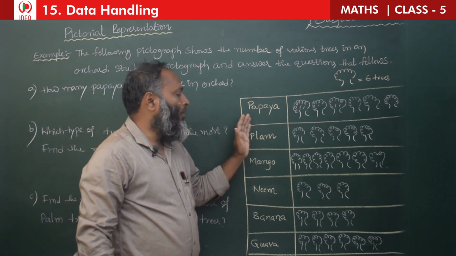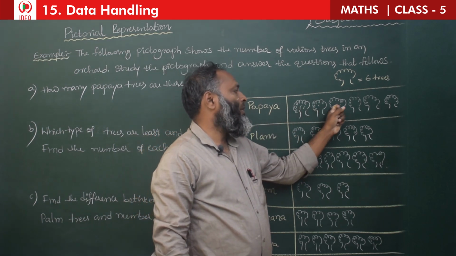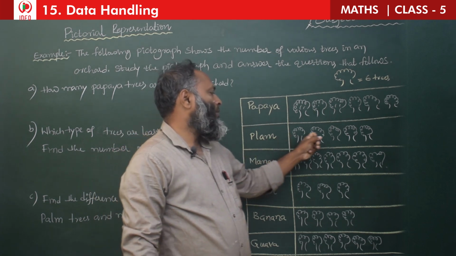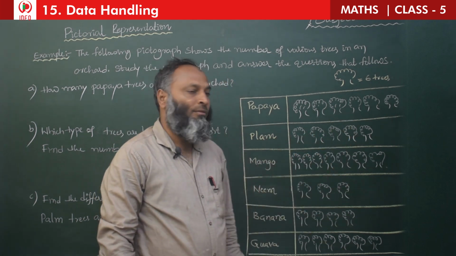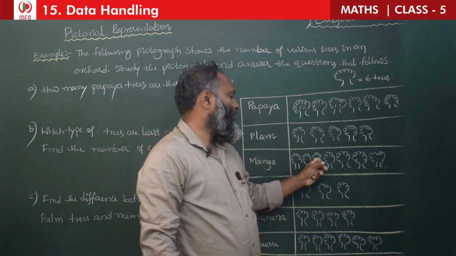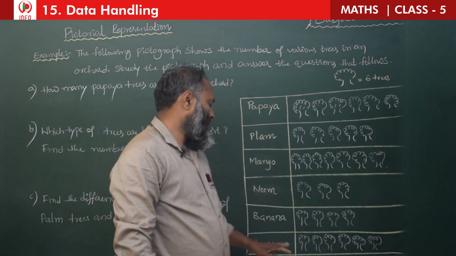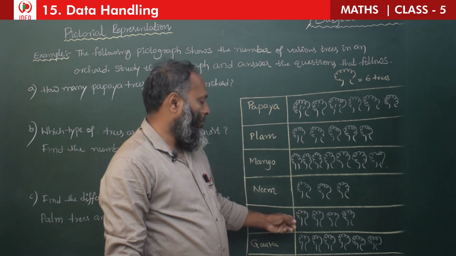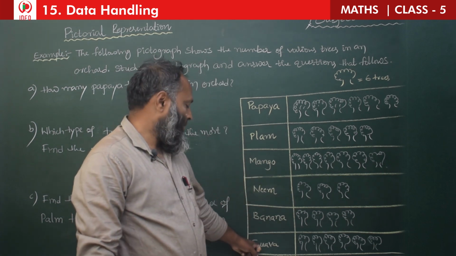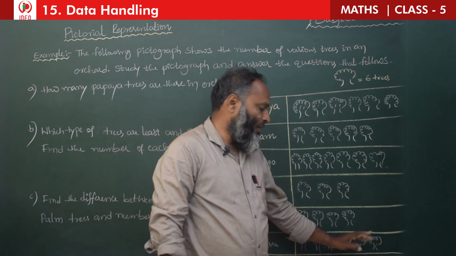See here, according to the pictograph, in papaya how many trees are given? 1, 2, 3, 4, 5, 6. 6 trees in papaya. Then palm, 1, 2, 3, 4, 5: 5 trees. In mango, 1, 2, 3, 4, 5, 6, 7 trees. Then neem, 1, 2, 3. In banana, 4 tree pictures. In guava, 1, 2, 3, 4, 5, 6.